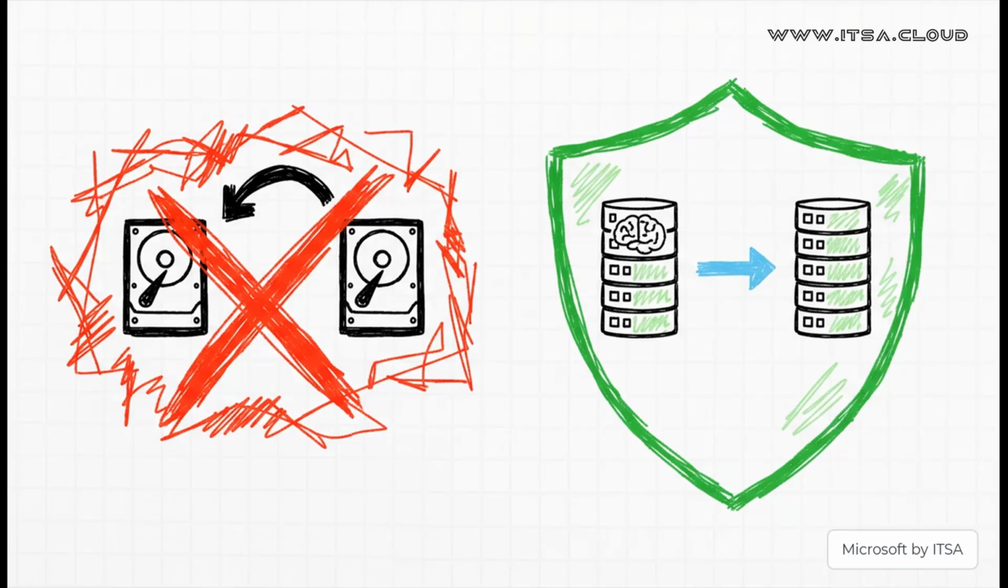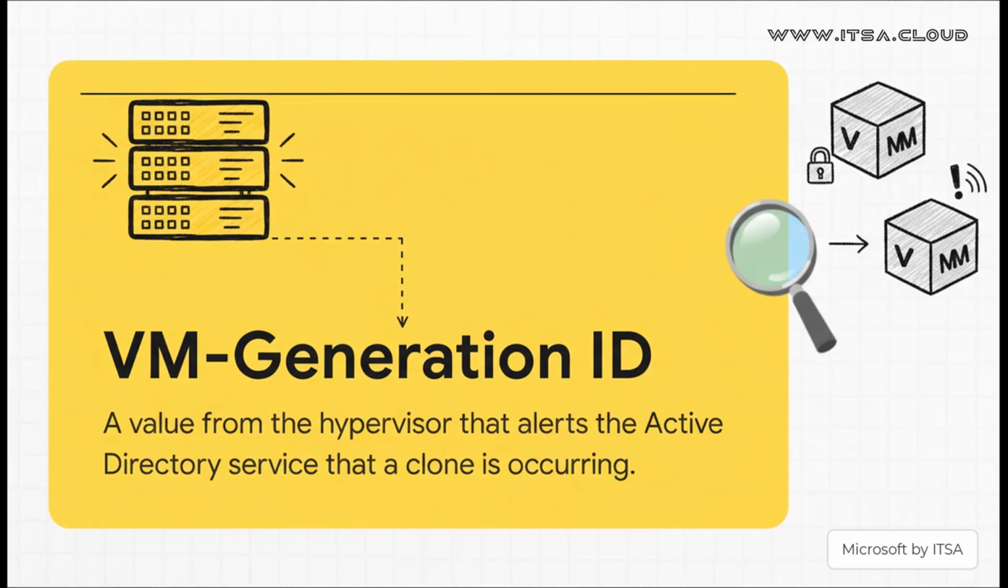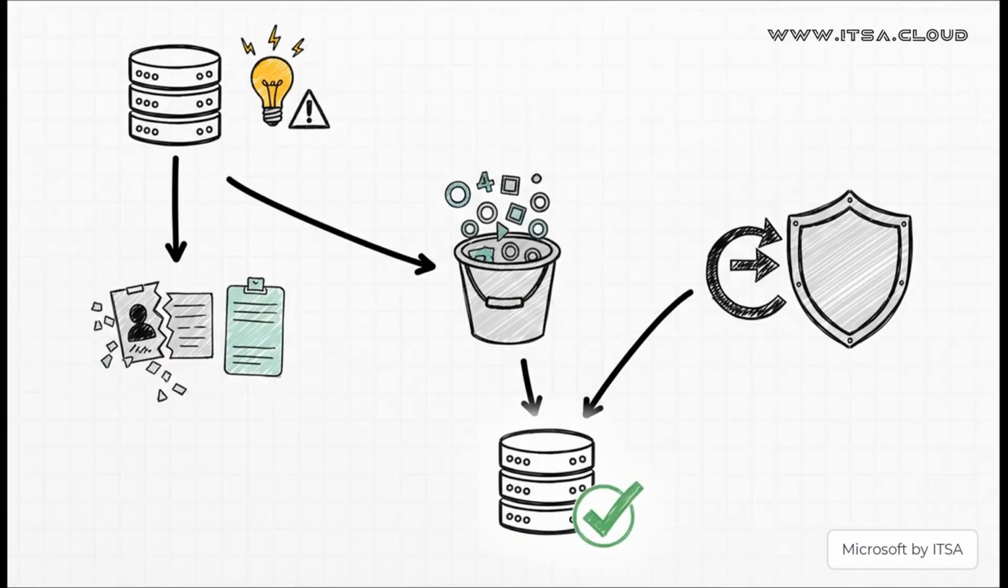No, this is a specialized Active Directory-aware process designed from the ground up to be safe, and it has a secret weapon. And here it is. This is the secret sauce, the VM Generation ID. It's the special value that modern hypervisors, like Hyper-V, show to the virtual machine. Now, when a VM is copied or restored from a snapshot, this ID changes. It's basically a little flag from the hypervisor to the operating system inside saying, hey, wake up, something just happened. You've been cloned.